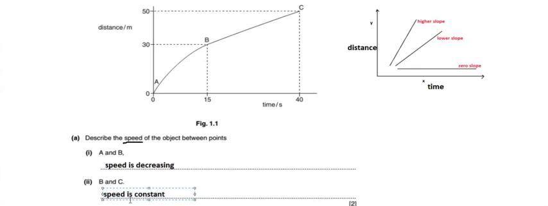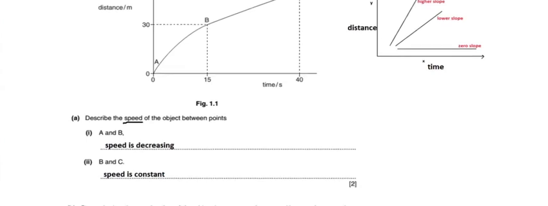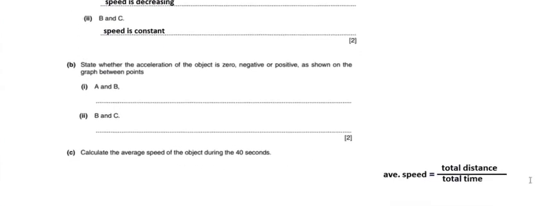Okay, so we are interpreting this distance time graph in terms of the speed. From A to B, the steepness decreases, that means slope decreases, so speed is decreasing. And B to C, there is a straight line. For a straight line, the slope is constant, so the speed is also constant.